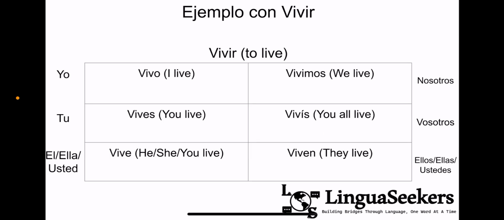So with the verb vivir, which means to live. Yo vivo, I live. Tú vives, you live. Él, ella, usted vive. He, she, or you formal live. Nosotros vivimos, we live. Vosotros vivís, you all informal live. Again, vosotros is only used in Spain. And finally, ellos, ellas, ustedes viven, they live.